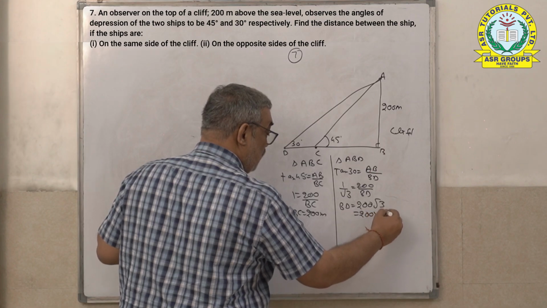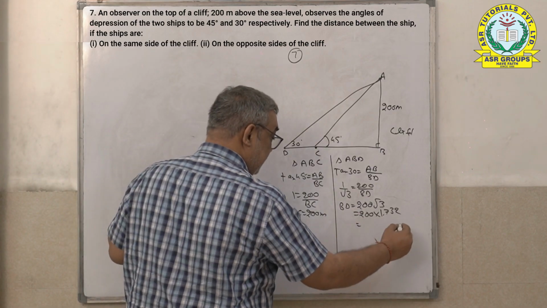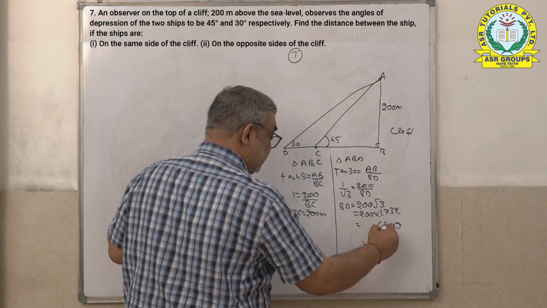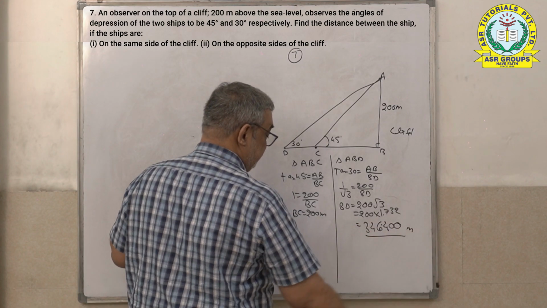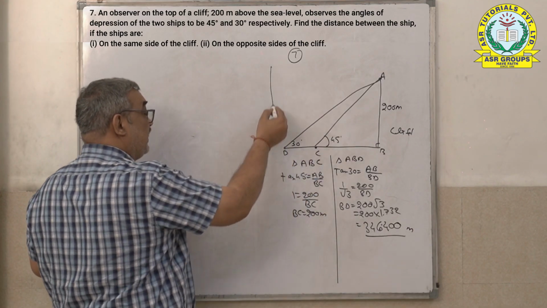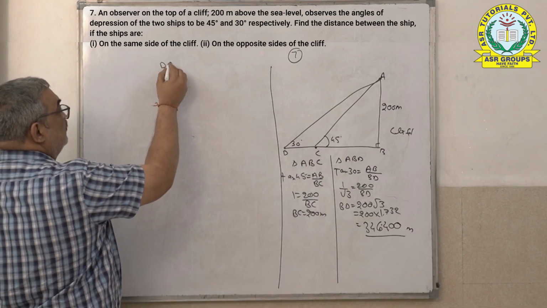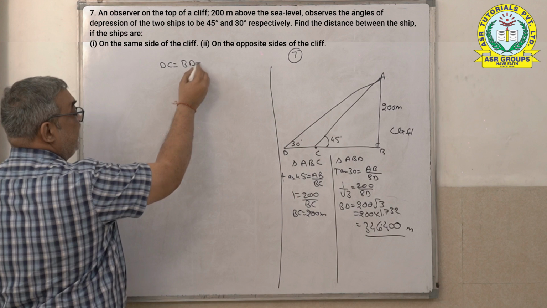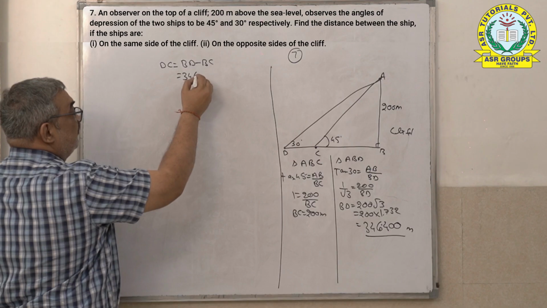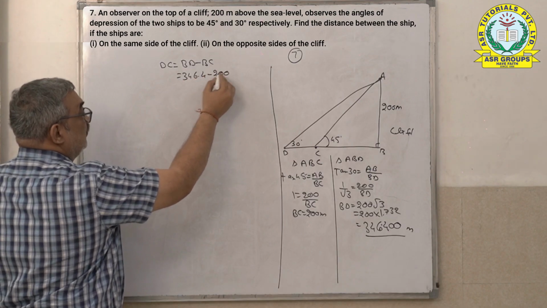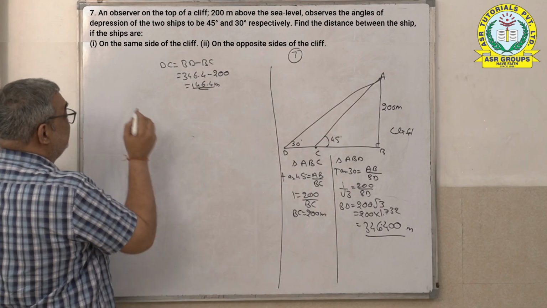Substitute the value 1.732. Multiply: 2 2 is 4, 2 3 is 6, 2 7 is 14, so 346.4 meter. They are asking what is the distance between two ships. So DC equals BD minus BC, 346.4 minus 200, which is 146.4 meter.